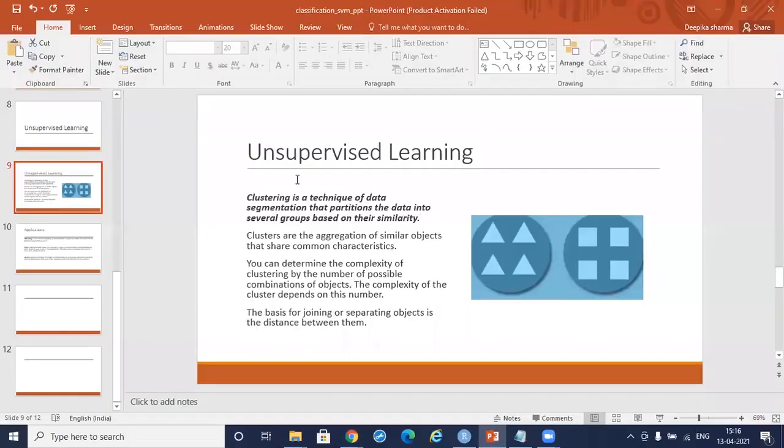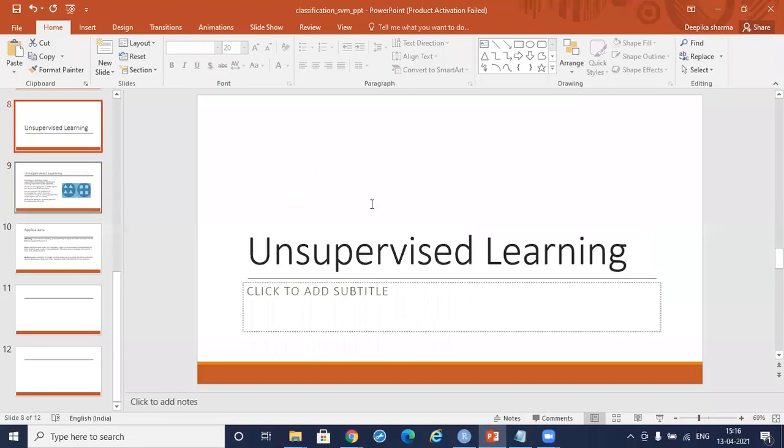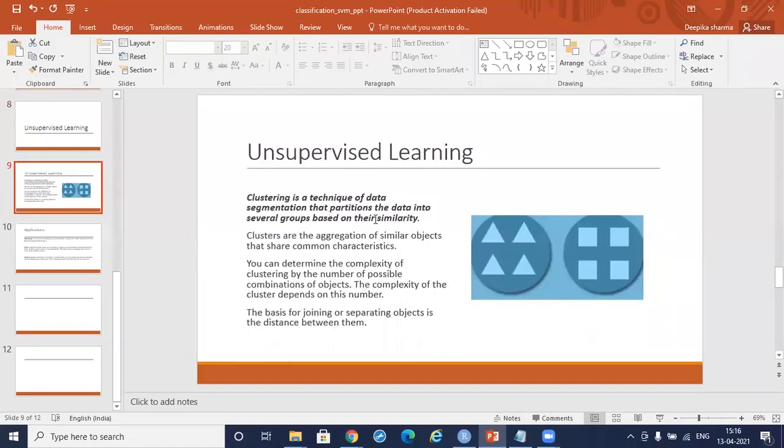So let's see here. Unsupervised learning is a technique of data segmentation that partitions the data into several groups based on their similarities. So wherever it is finding similar values, they are going to be grouped here. Clusters are the aggregation of similar objects that share common characteristics. We can determine the complexity of the clustering by the number of possible combinations of the objects. And the complexity of the cluster depends on their number.